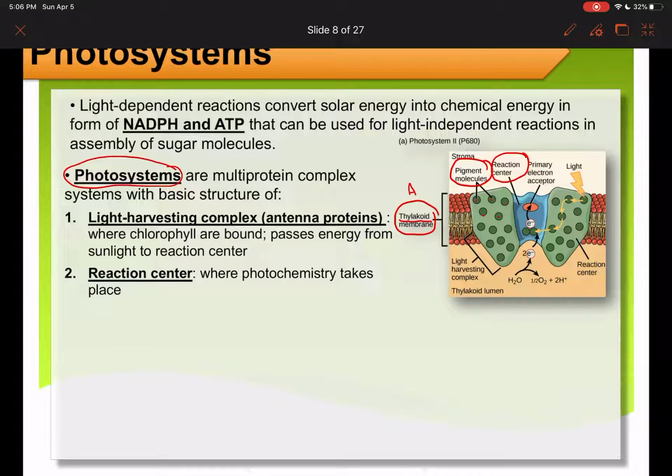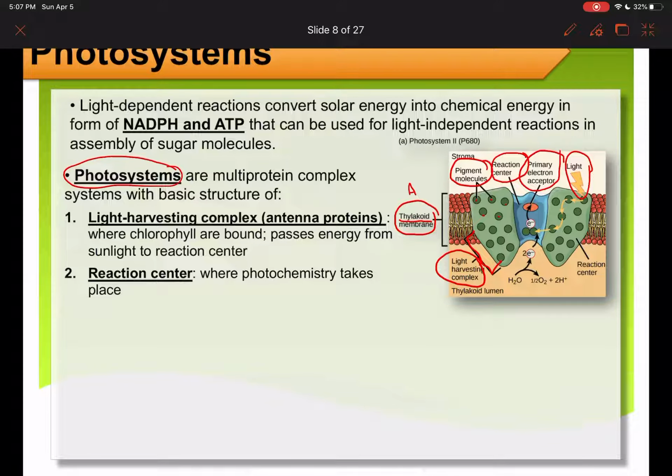For D, it is referring to the light harvesting complex, which is right here. Light harvesting complex, the lighter green portion right here. And for E, it is the primary electron acceptor. This pink red oval right here is your primary electron acceptor. Okay, so remember the final electron acceptor for cellular respiration was oxygen. For photosynthesis, it is actually something within the reaction center that accepts that pair of electrons. For F, it is referring to sunlight or light. Okay, I would put sunlight in there just so you know the energy is coming from the sun.